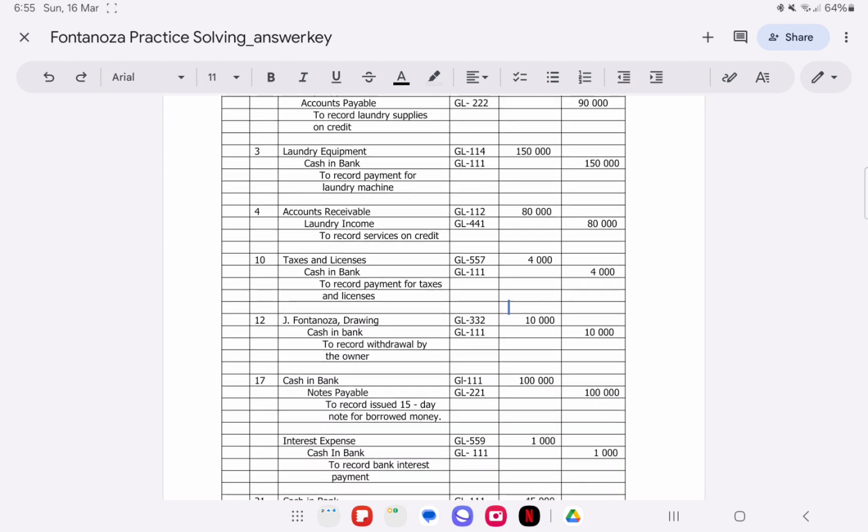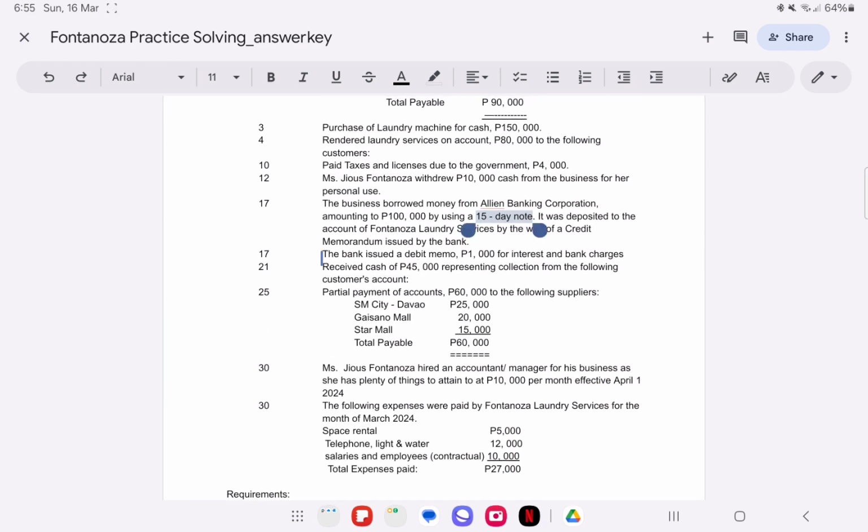Okay, so next we have transaction 17. The bank issued a debit memo of 1,000 pesos for interest and bank charges. As I mentioned earlier, since this is an interest expense, under the expense account classification, and there is an issued debit memo, you're going to pay for interest and bank charges, so you receive interest expense.